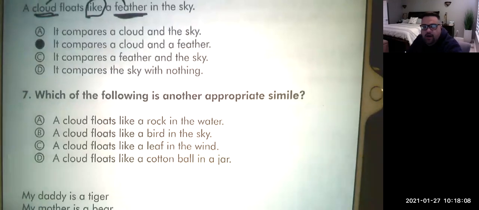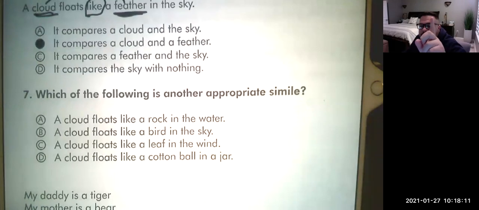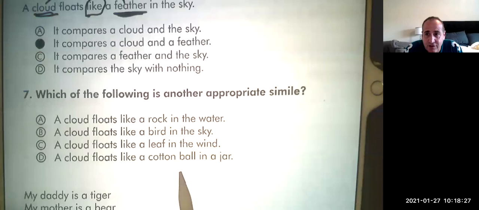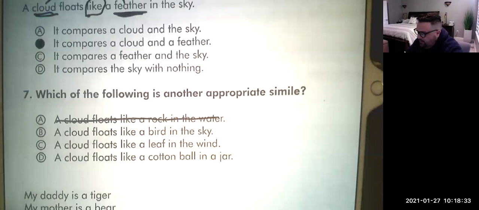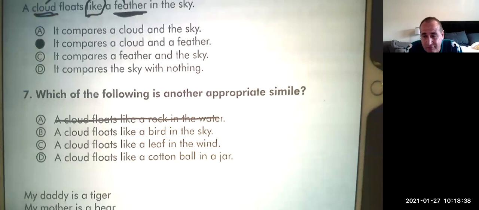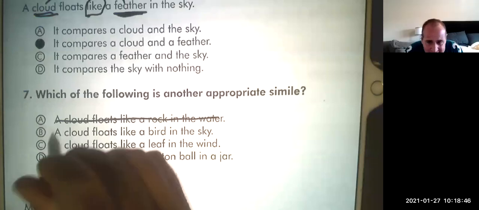All right. Which of the following is another appropriate simile? Appropriate means it makes sense. All right, pause it. All right, Mr. Spina, what are you thinking? I'll just ask you some questions, Mr. Spina. Does a cloud floating like a rock in water? Oh, clouds float and rocks sink. That doesn't make sense because the rock would sink. What about a cloud floating like a bird in the sky? No, because clouds float and birds fly, which is different. When you see birds in the sky, aren't they moving real fast? Clouds move like this. Yeah, that doesn't work. Cross that out.